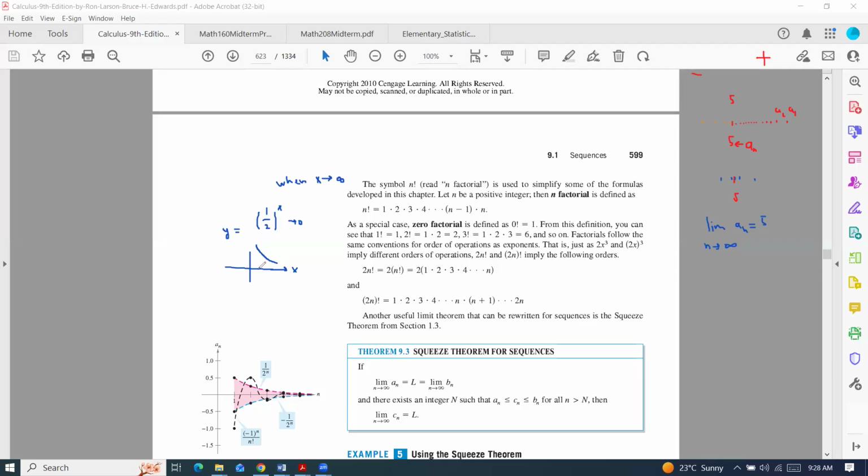Then your values, see, at 1 you have 1. At 2 you have 1/2, right? At 3 you have 1/3, 1/4, and so forth. So your function is actually going to deal with the following sequence.